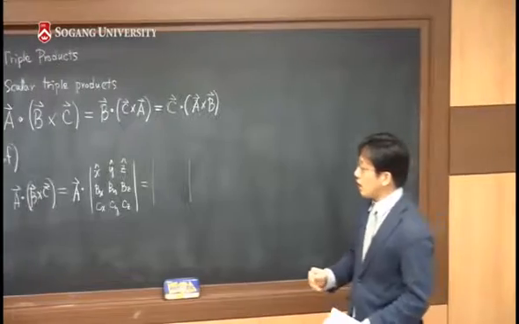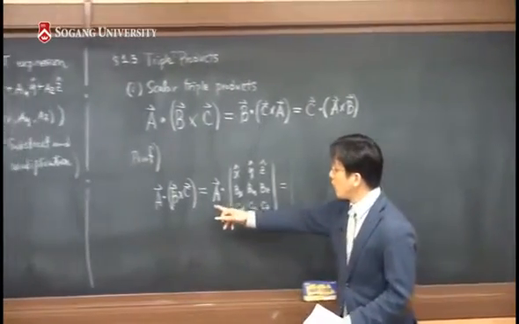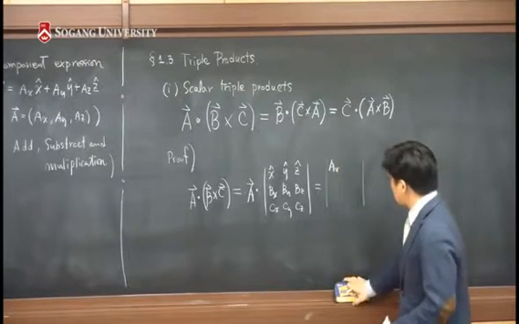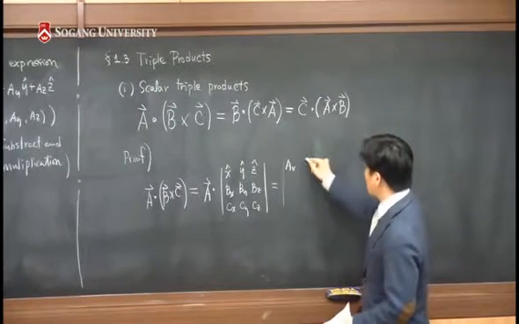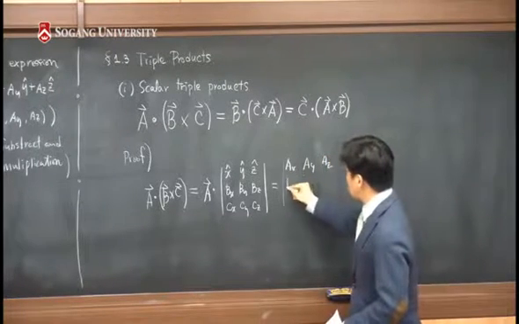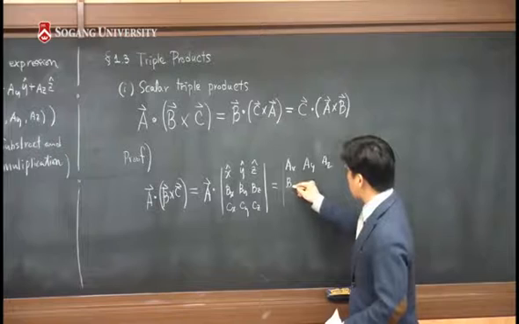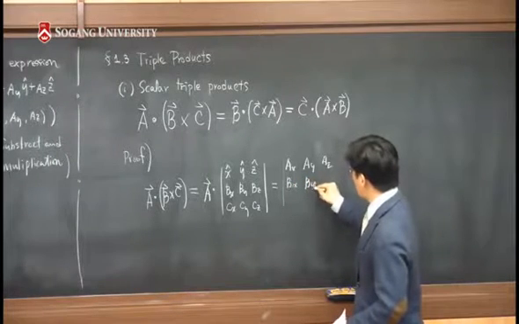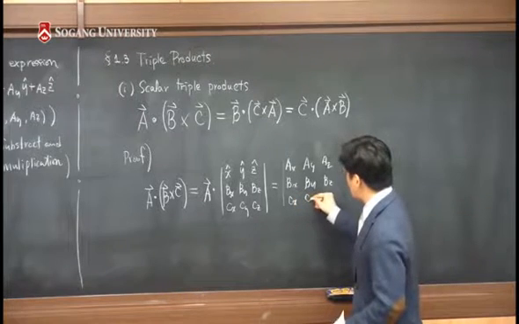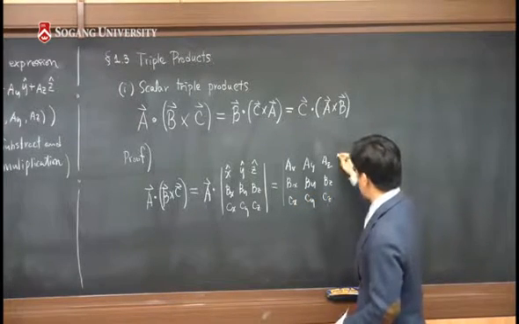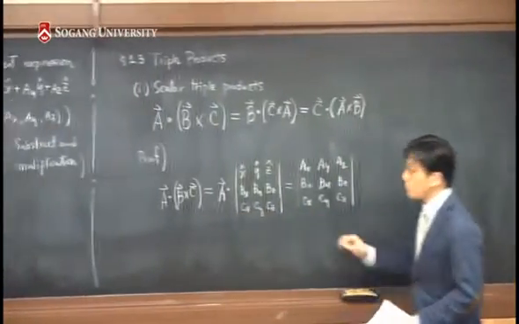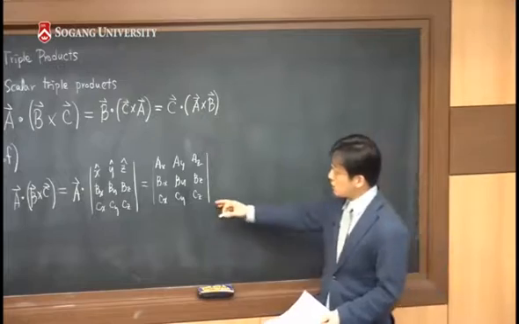it effectively gives you a scalar value by putting A, B, C in the first column as Ax, Ay, and Az. Okay, and the second column will be Bx, By, and Bz, and Cx, Cy, and Cz, like this. Okay. So this is naturally given by its definition, like this.